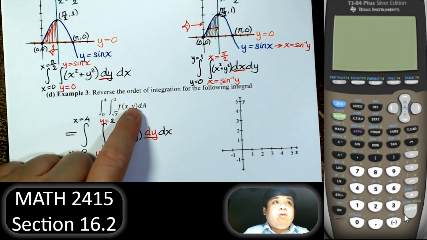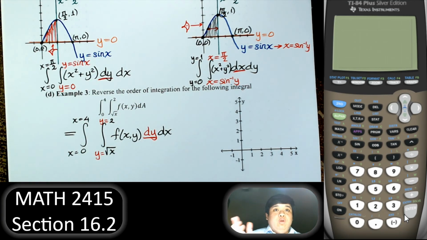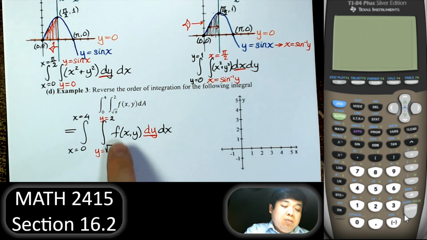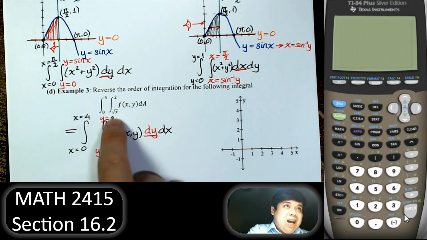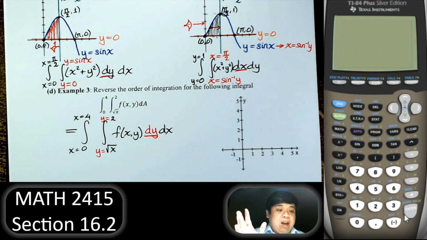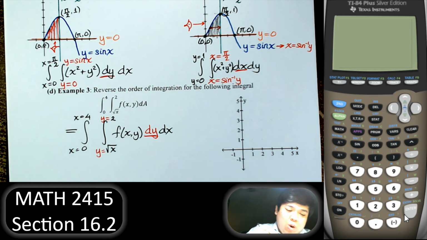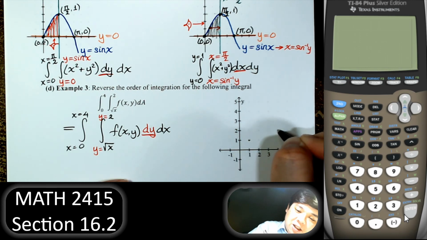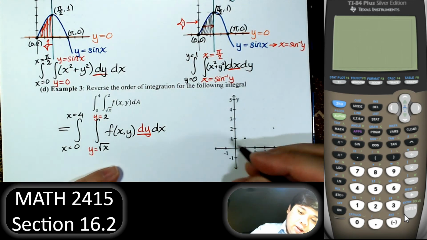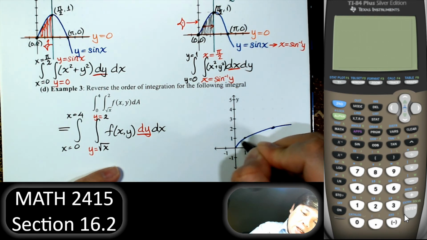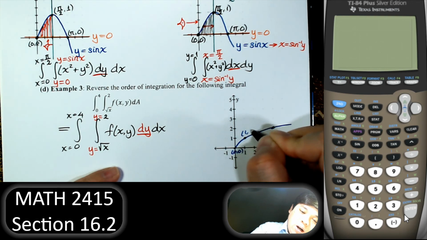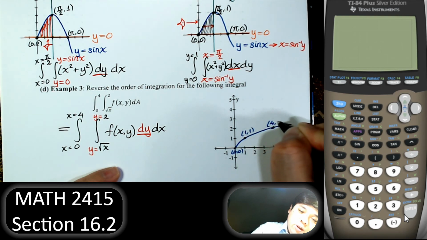So even though it's not specified whether this is dy dx or dx dy, we know for sure it has to be dy dx because of the square root of x here. Whatever the function variable, that variable will be on the outside. So dx on the outside, right? So now this will be easy. y equals square root of x. I'm just going to plot a few points here: 0, 0, 1, 1. Square root of 4 is 2.